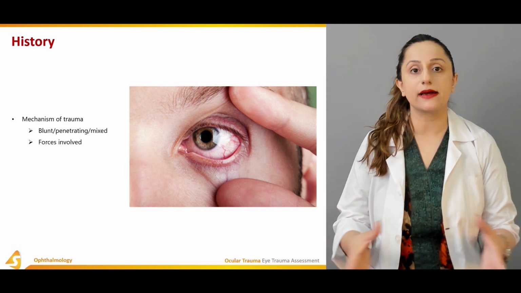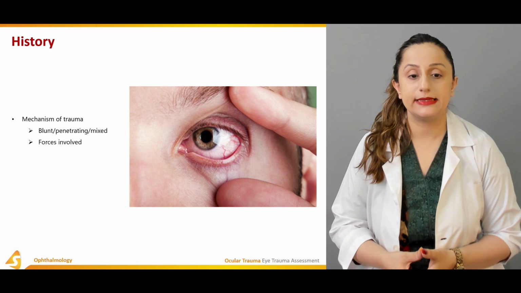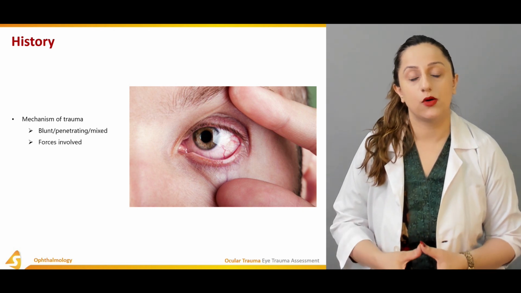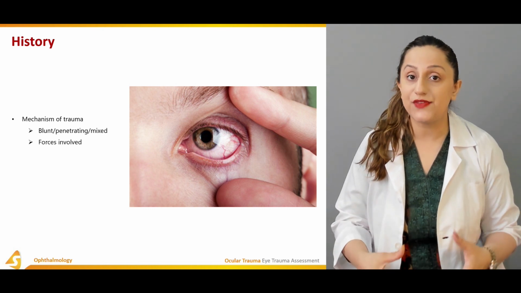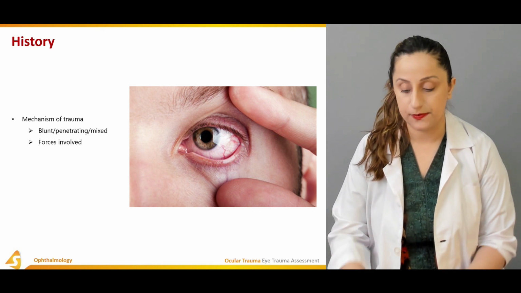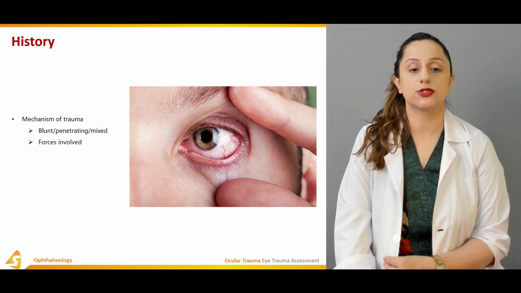So knowing this mechanism of trauma is very important. Then the forces involved, or the objects that basically cause that particular trauma, to identify those objects is again very important, because the treatment plan is going to be based on that.